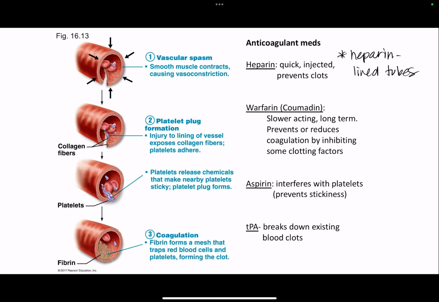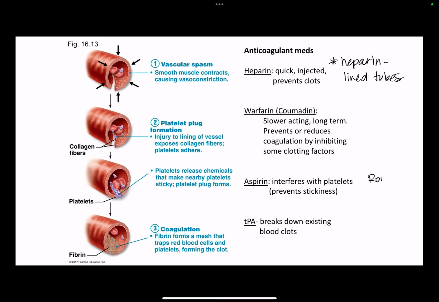And aspirin is pretty routine to prescribe once you get over about 60 years of age. And then TPA, like we mentioned before, breaks down existing clots. We have naturally occurring TPA that we create ourselves, and then there's also synthetic TPA that can be prescribed.